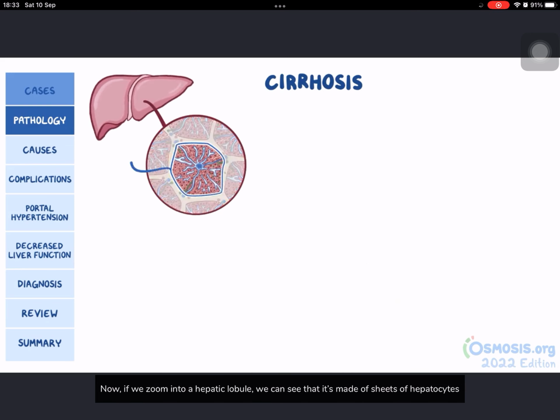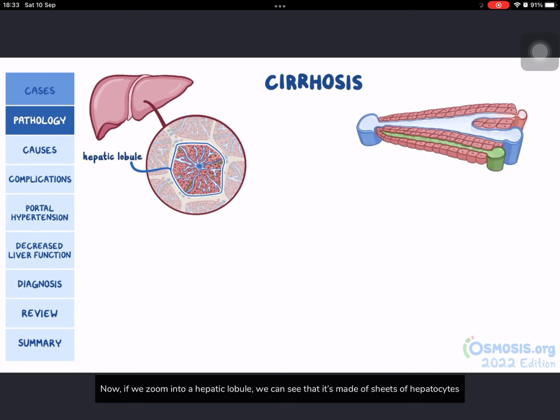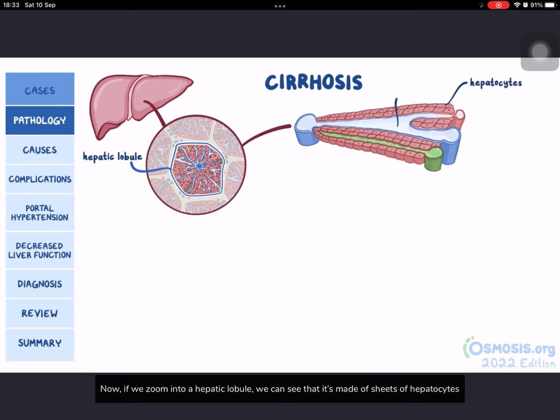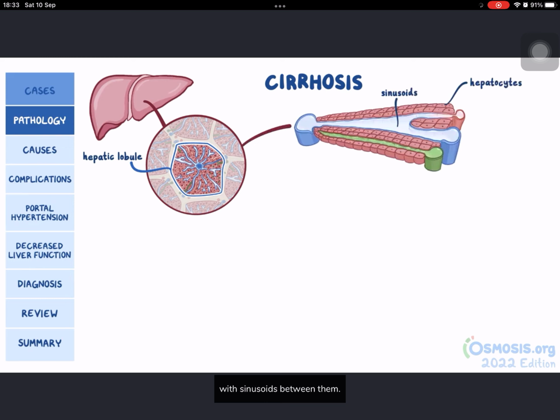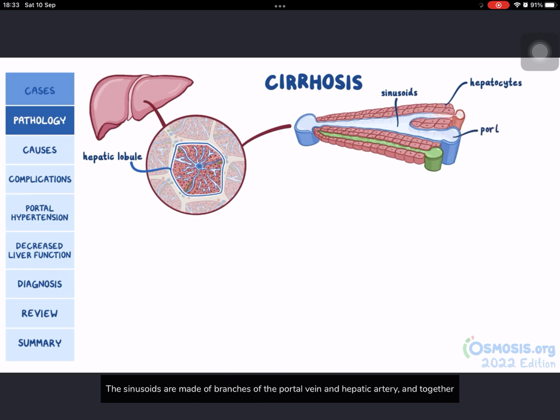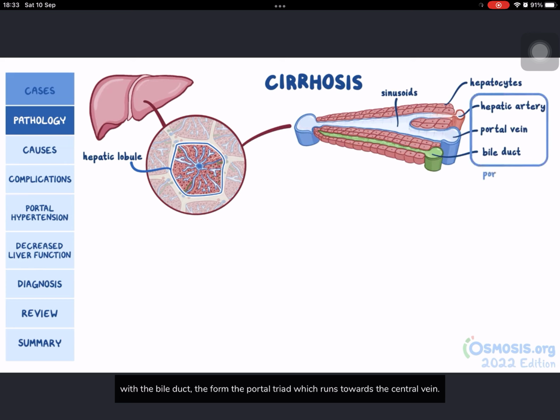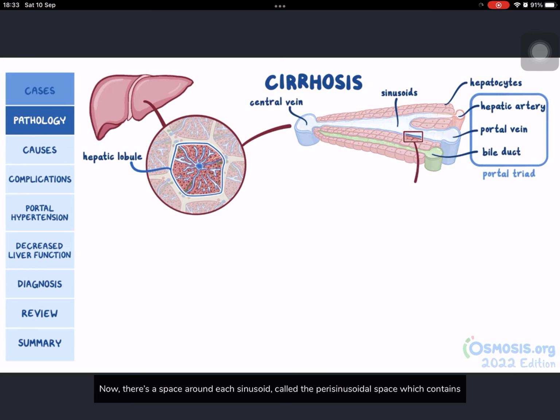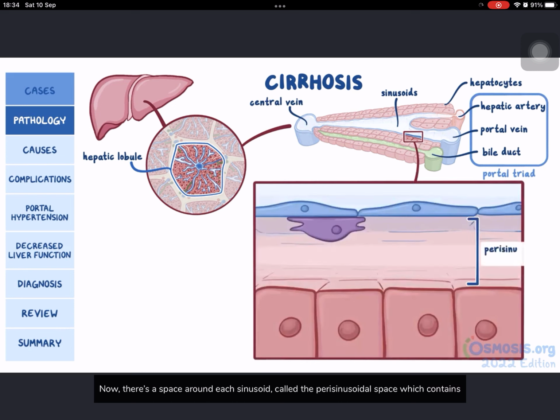Now, if we zoom into a hepatic lobule, we can see that it's made of sheets of hepatocytes with sinusoids between them. The sinusoids are made of branches of the portal vein and hepatic artery, and together with a bile duct, they form the portal triad, which runs toward the central vein. Now, there's a space around each sinusoid, called the parasinusoidal space, which contains stellate cells.